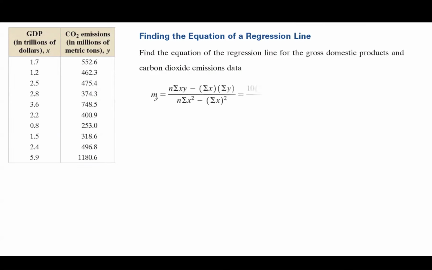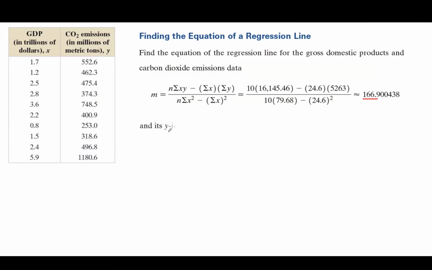M, or the slope, follows the formula n times the summation of xy's minus the summation of x times the summation of y's that we calculated in the previous example. So we don't have to recalculate these. We just punch this into the formula and we see that, hey, the slope of the line is 166.9, which is a positive slope.